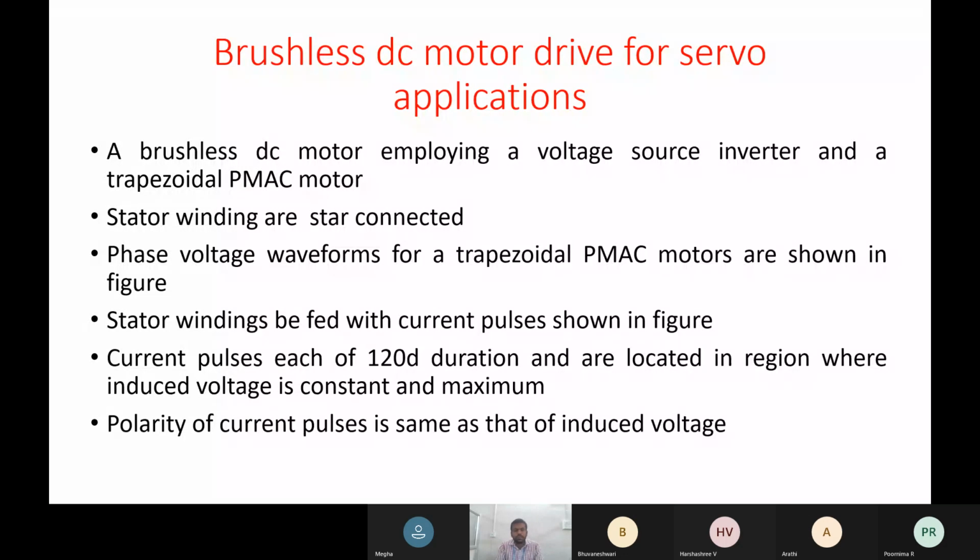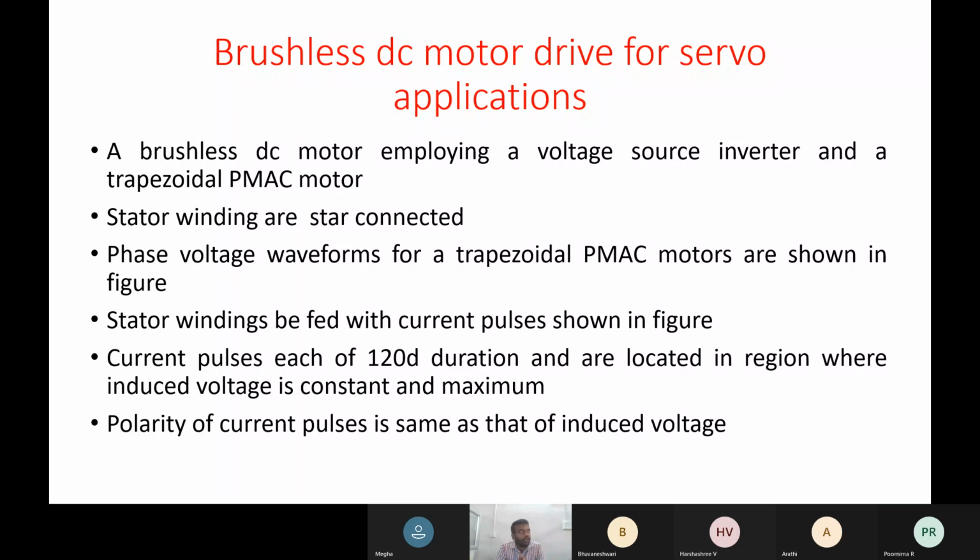So here a brushless DC motor will have a voltage source inverter and a trapezoidal PMAC motor. Entirely the brushless DC motor is coupled with the voltage source inverter. One voltage source inverter will be there, and a trapezoidal PMAC motor, or you can also call it a brushless DC motor. And the stator windings are normally star connected. The phase voltage waveforms for a trapezoidal PMAC motor will be shown in the figure. That I am going to show later.